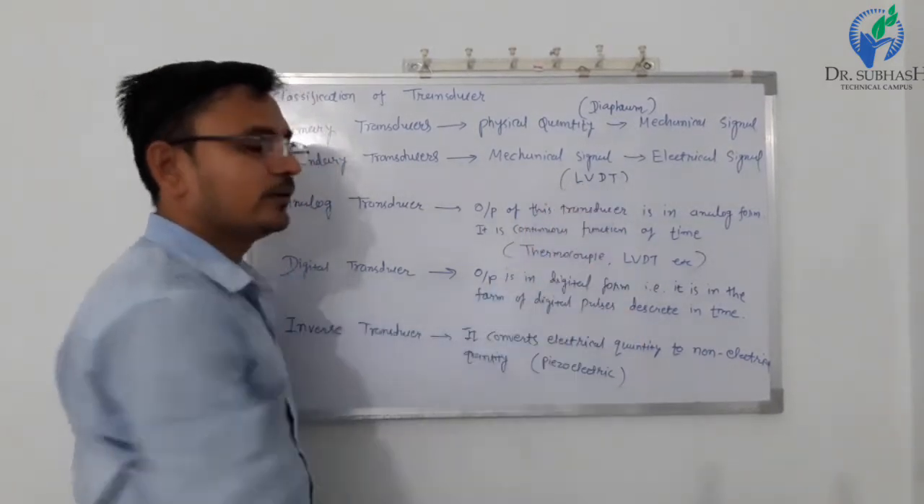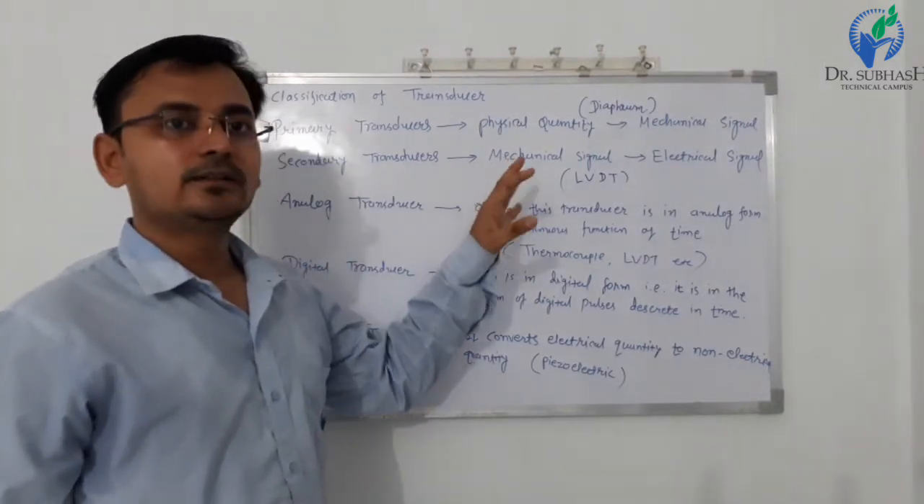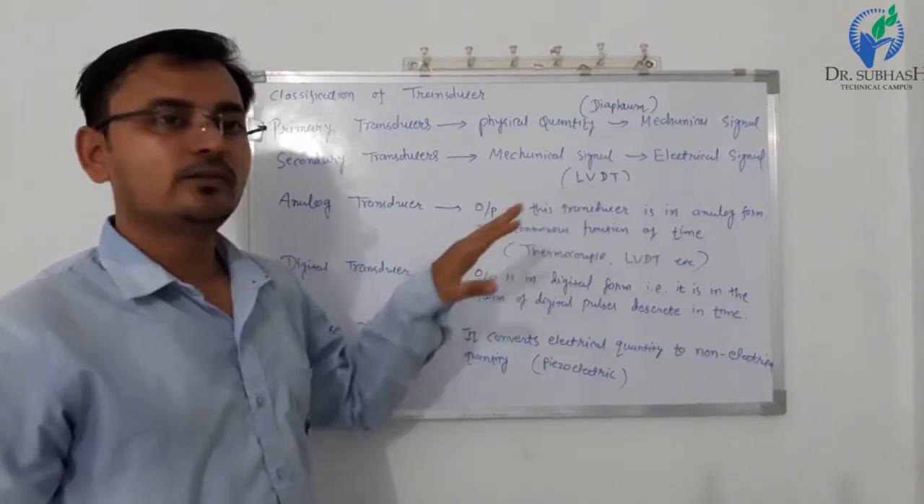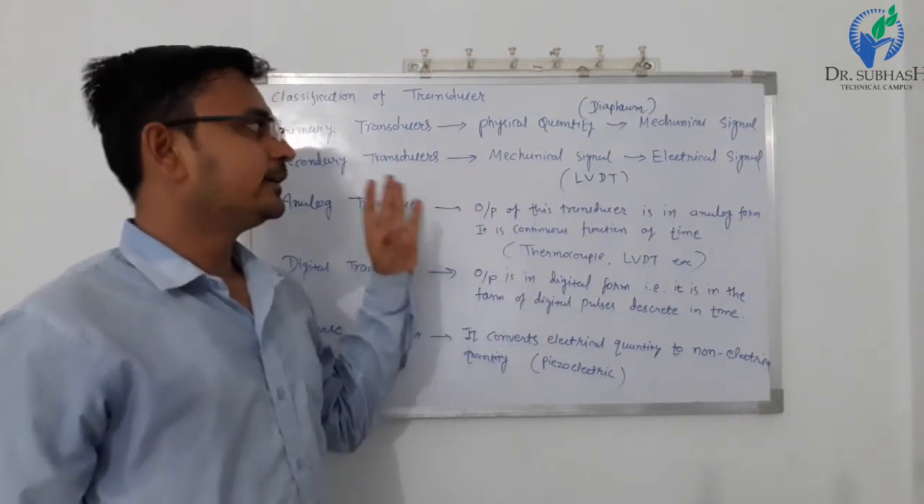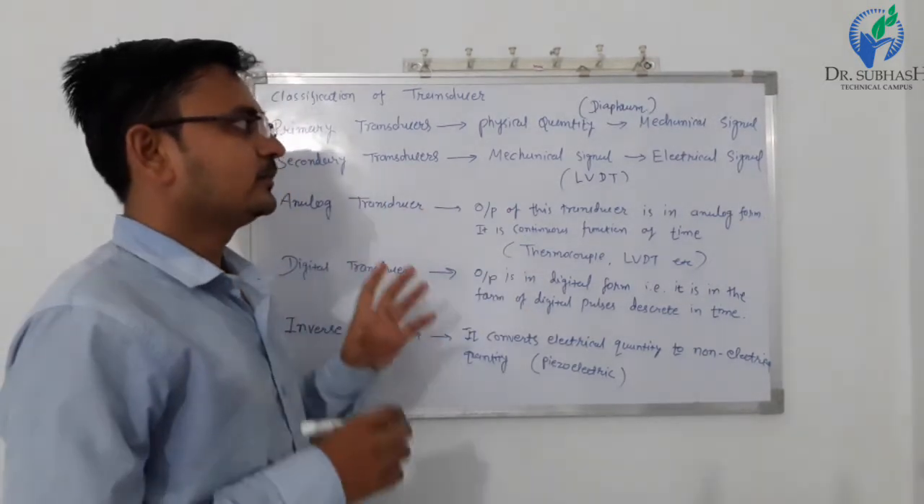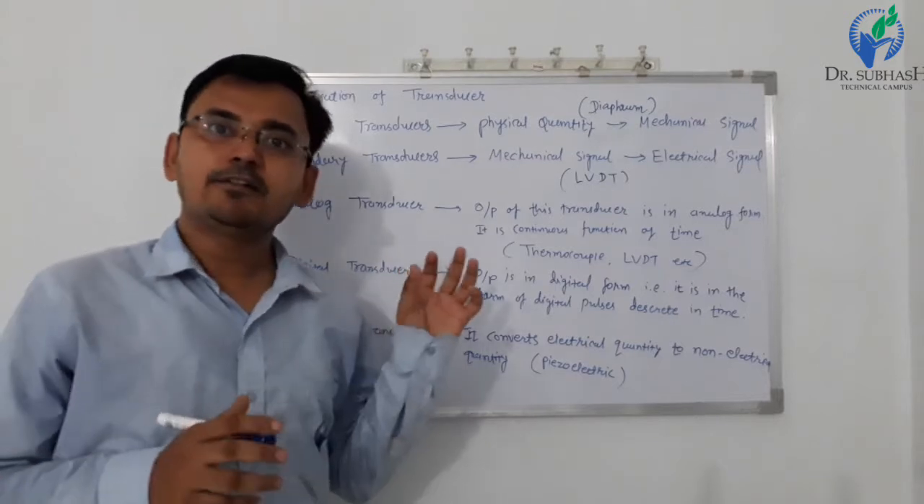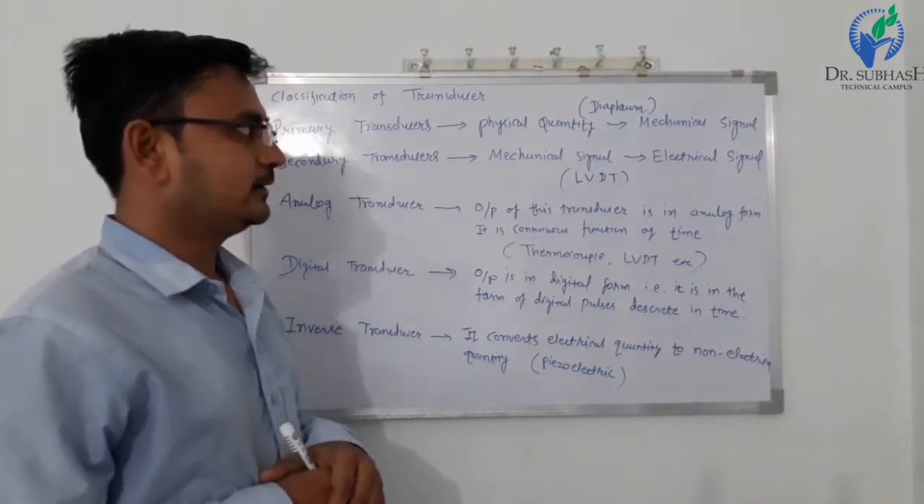What is the principle of LVDT? Mechanical signal, it means displacement. We have taken the example of displacement. So LVDT will convert a displacement into an electrical signal. It means equivalent to the displacement we get an equivalent electrical signal.